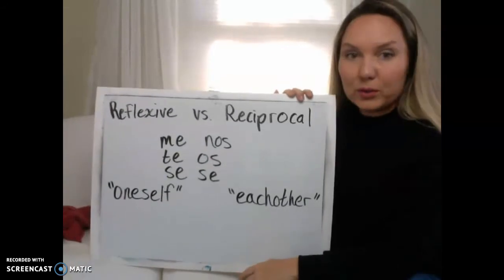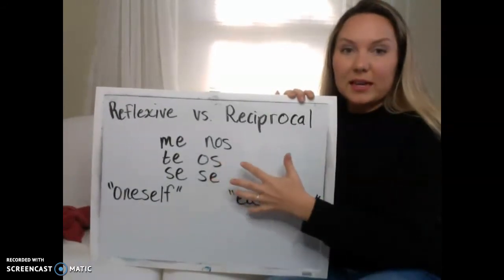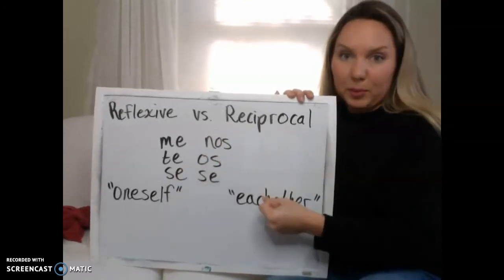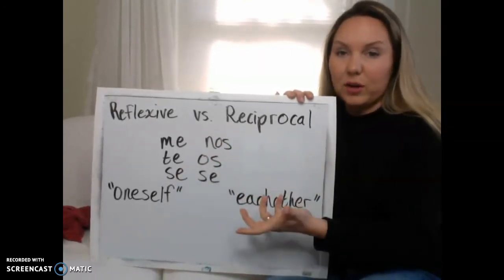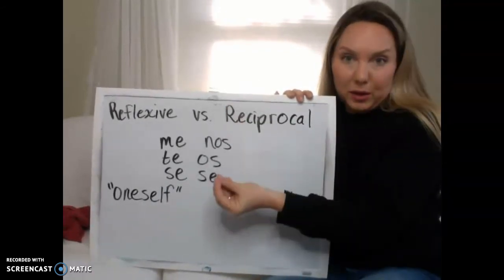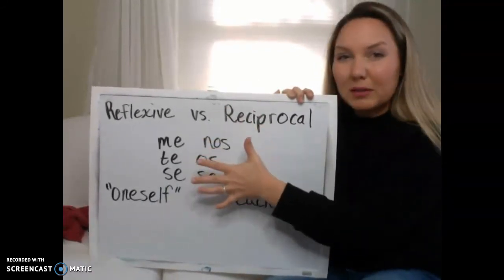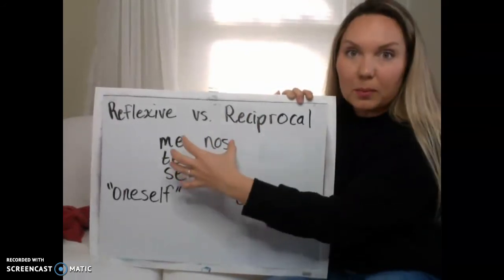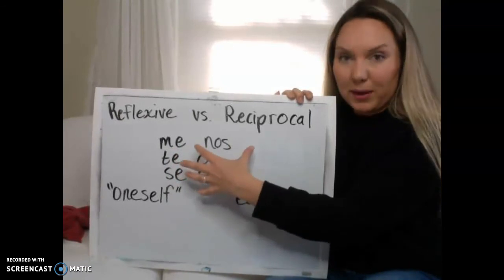So you will use these if anything is done either to oneself or with another person. And you just have to distinguish, are you saying someone is doing something to themselves or are two people doing it together? So that's kind of a real quick explanation of the difference between reflexive and reciprocal. But you will use the same pronouns for both, okay?